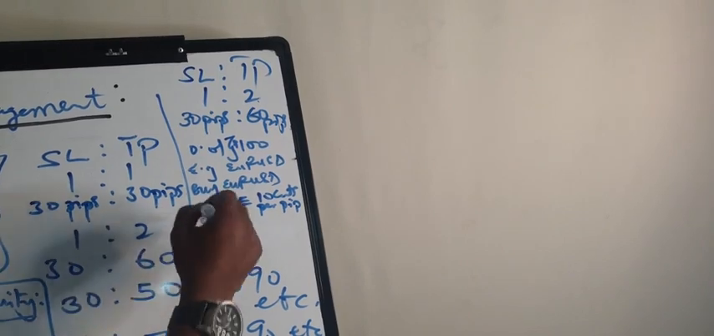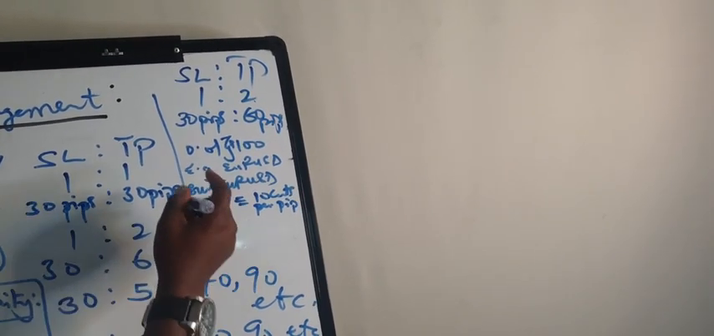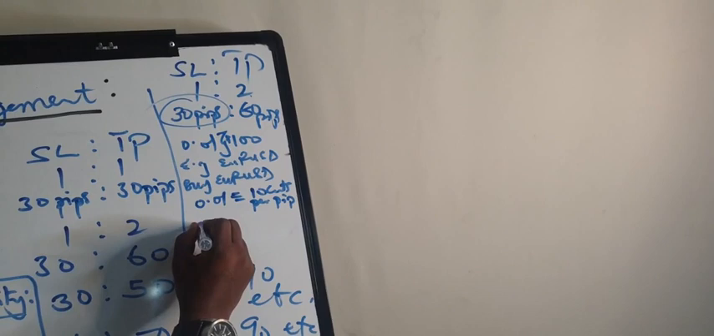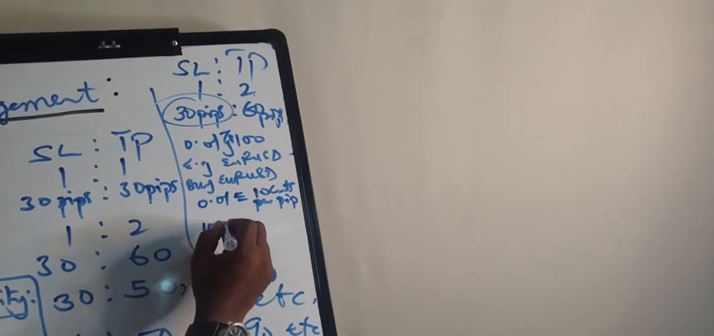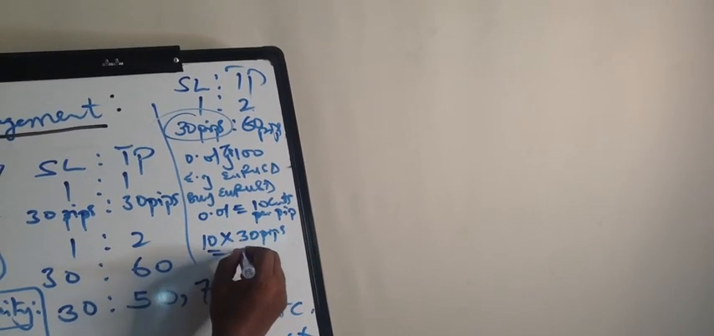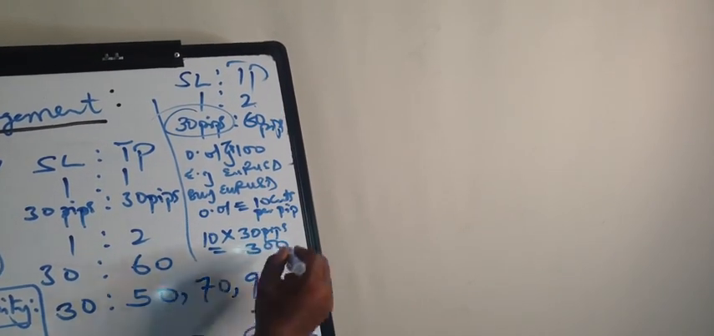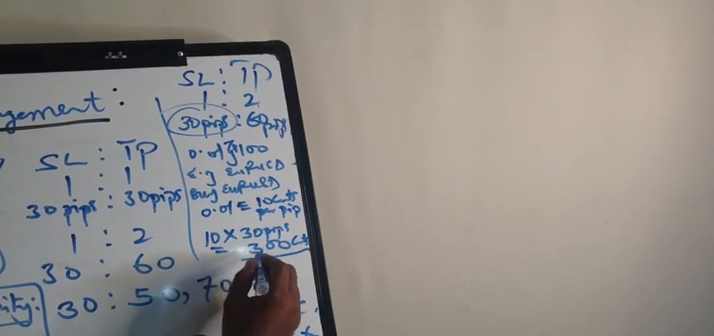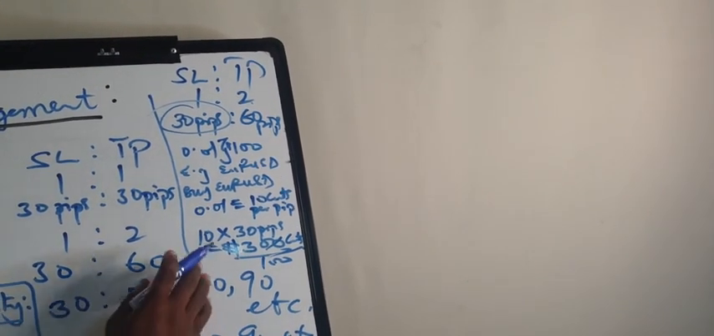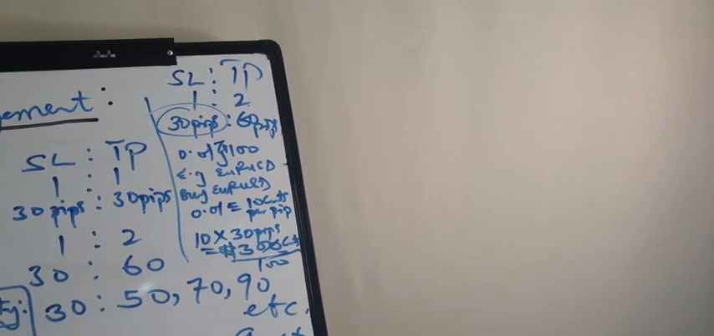Now it also means that if you lose 30 pips in this trade, let's say you place this trade and you lost that trade, you have lost 10 cents per pip multiplied by 30 pips. So this will be equivalent to 300 cents. Divide this by 100 cents so that you can take it to dollars. This will definitely mean $3. You are losing $3 of your $100, and I think that should be clear enough.